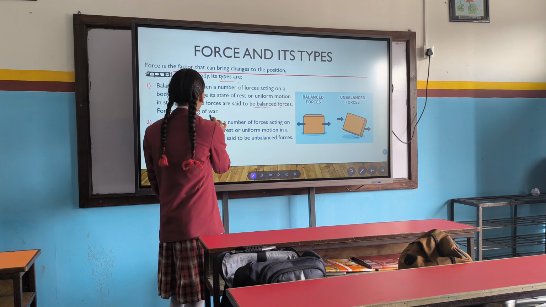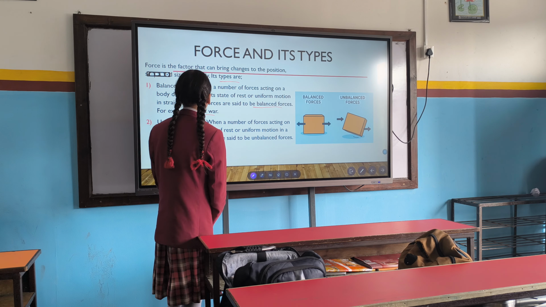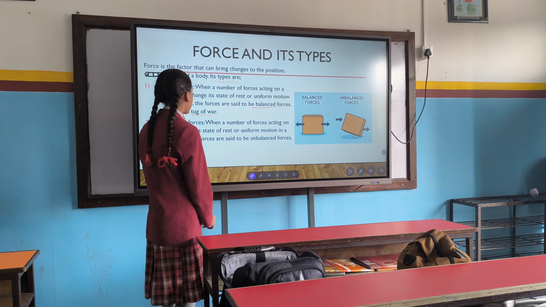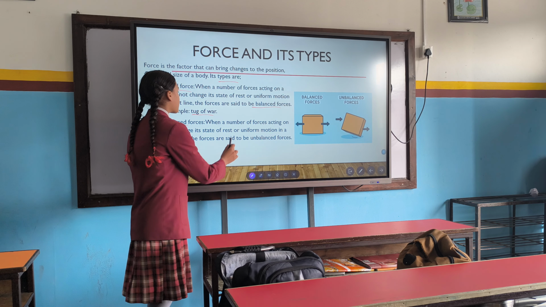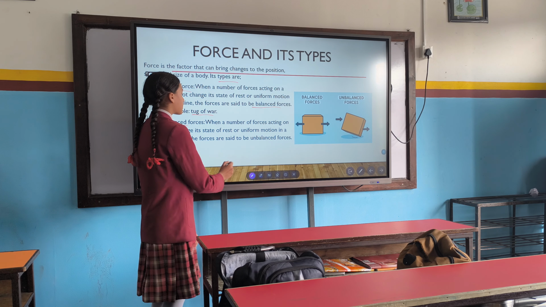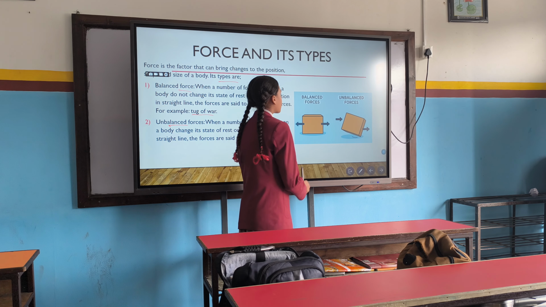For example, tug of war. Second, unbalanced force: when a number of forces acting on a body changes its states of rest or uniform motion in a straight line, then the forces are said to be unbalanced force. And here is the figure of balanced and unbalanced force. And here is the definition of rate of displacement.